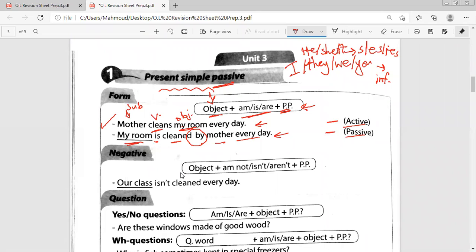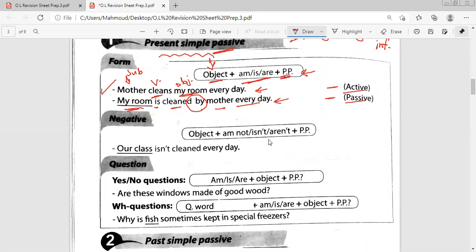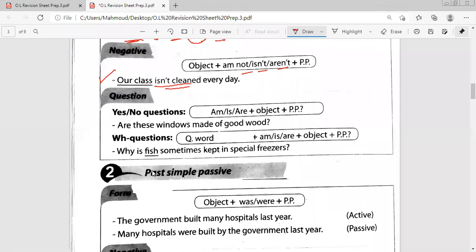If you want to make the passive in the negative, you will add not after am or is or are. Am not, is not, are not, or isn't or aren't. Like our class isn't cleaned every day. Why? This is passive. Why? Because the class can't clean itself. It's okay. Someone will clean it or cleans it.